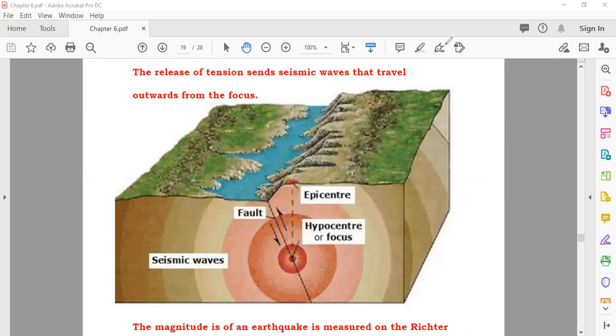So once again, the focus means the point from where it started. After that, a line passes through this focus and goes like this. That is known as a fault line. The point just above the focus on the ground is known as the epicenter. And the earthquake moves from one place to another in the form of seismic waves. So these are the three things you should remember.